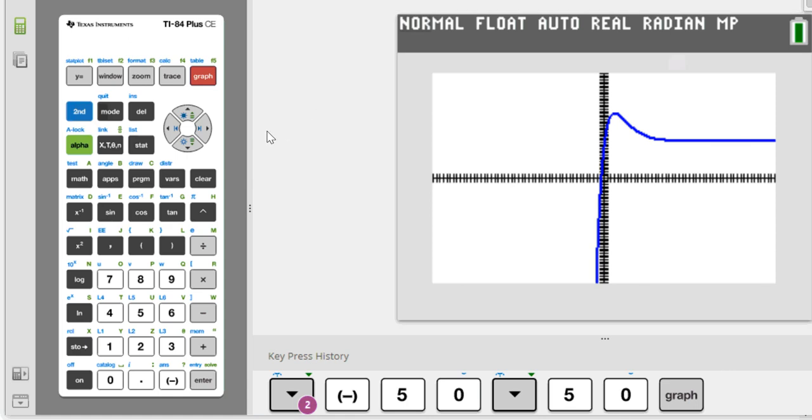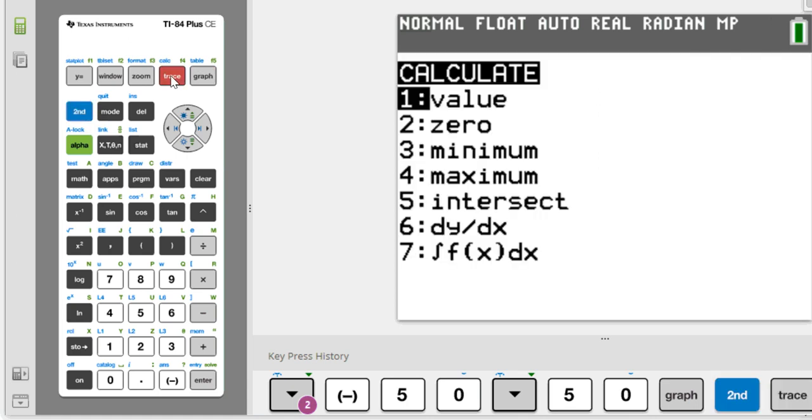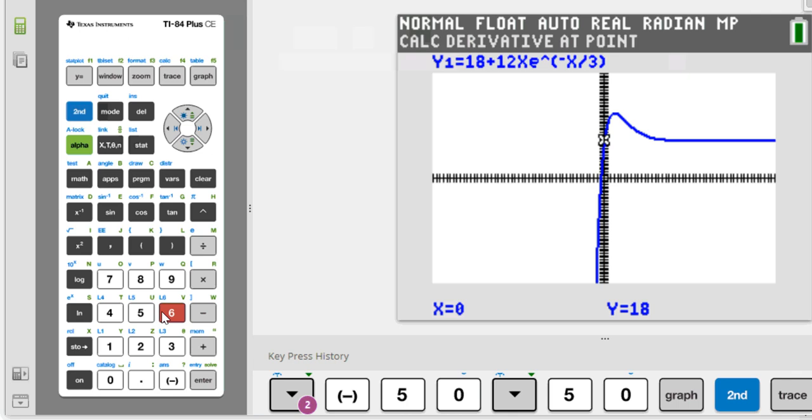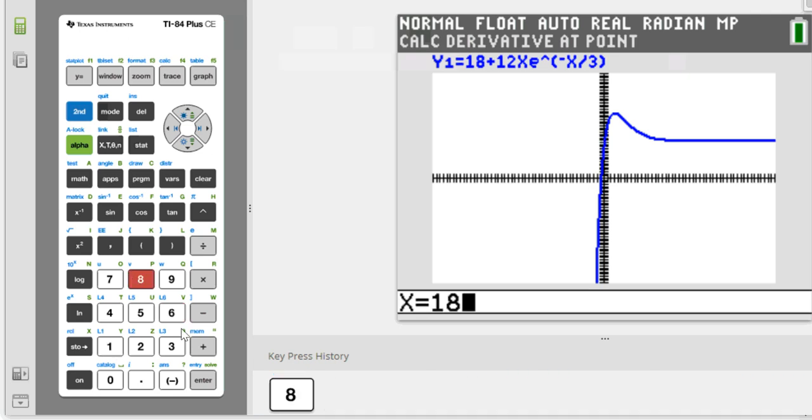So now it wants us again to double check the instantaneous rate of change at day 18. So if you're on a calculator part of your test, your calculator does this for you. Second, trace, calculate dy/dx, and then just type in your value, 18, enter.